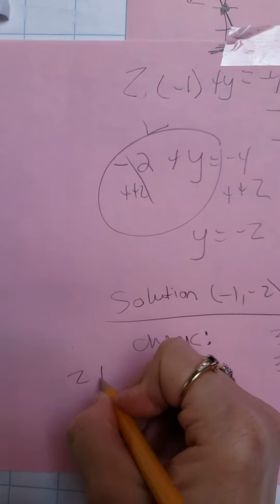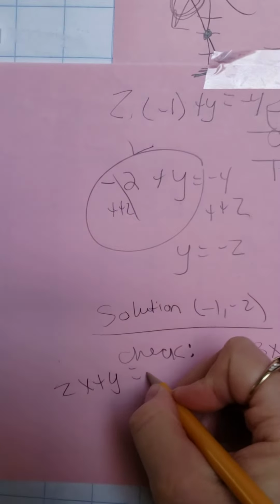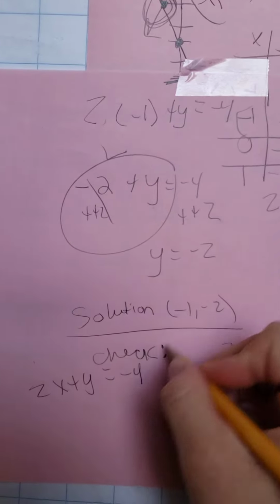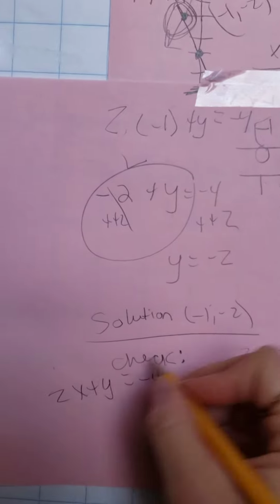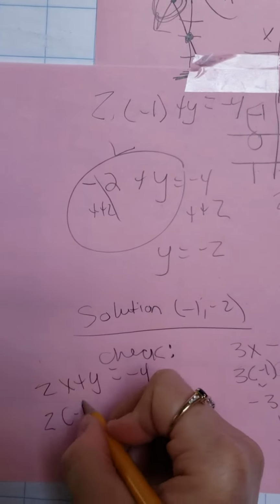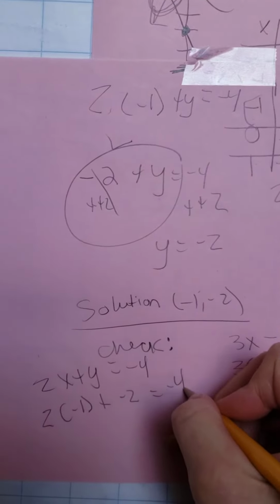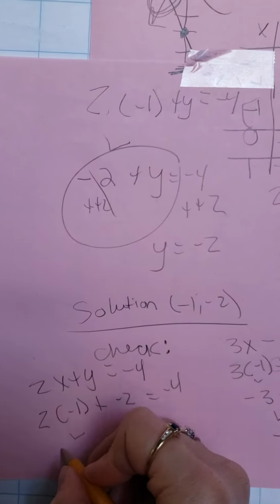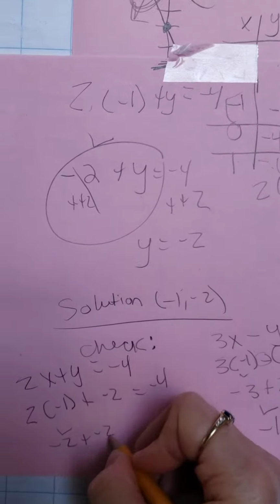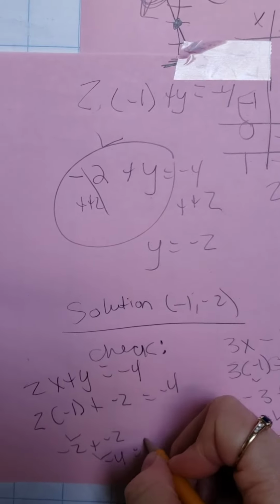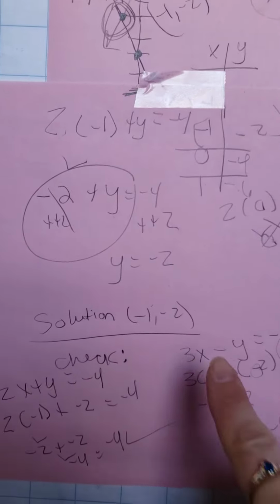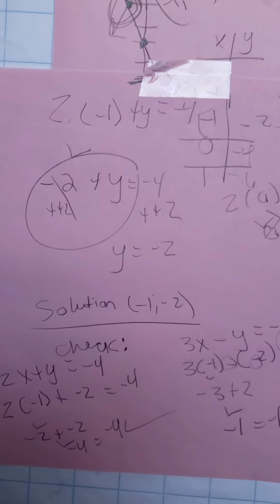So the second equation was 2x plus y equals -4. So I'm going to replace, again, the x with -1 and the y with -2. So 2 times -1 plus -2, I'm going to see if it equals -4. So 2 times -1 is -2, plus -2 is, of course, -4. So yay. So that means that is our solution, and we've checked it, and we're good to go.